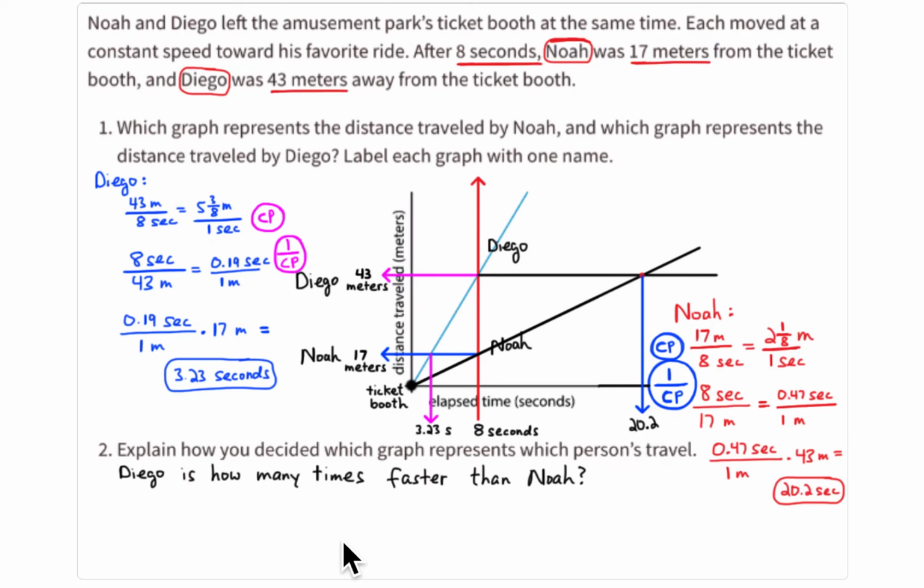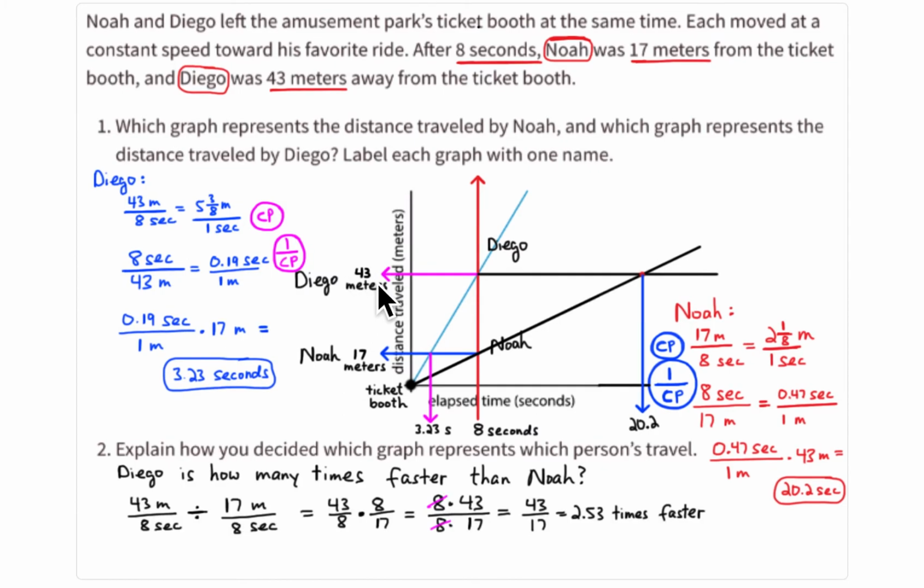And in fact, there is. Diego is how many times faster than Noah? So let's look at the first comparison, which is how many times faster is Diego than Noah? And you can divide Diego's speed, 43 meters per 8 seconds, by Noah's speed, 17 meters per 8 seconds. That's going to tell you how many times faster Diego is than Noah. How many of these 17s can you get out of 43? That's how many times faster Diego is.